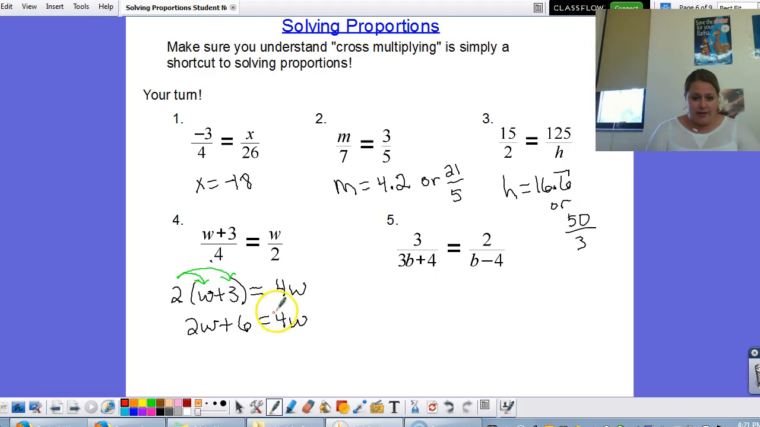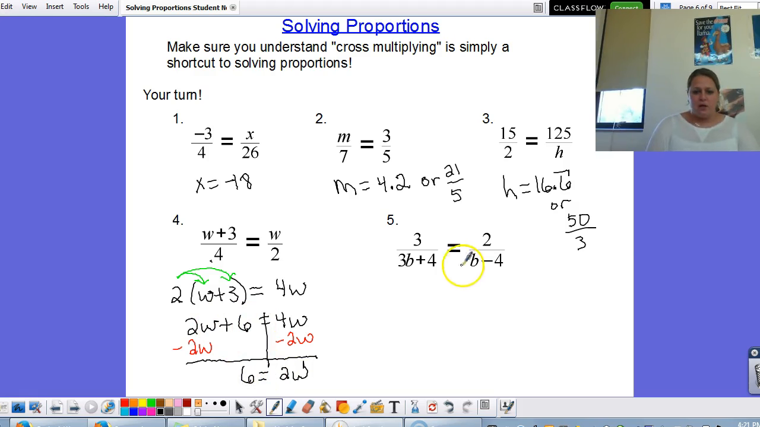Now, here, it's going to be a better decision to get rid of the 2w than the 4w. Why? Because I want to leave something over here on the right side. If I got rid of the 4w, I would leave a 0. It would leave nothing. I'd have to ultimately move something back, just causing me more work. Trust me when I say I try to make things easier on you to help you.